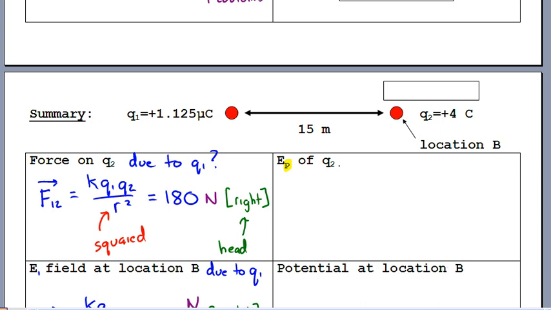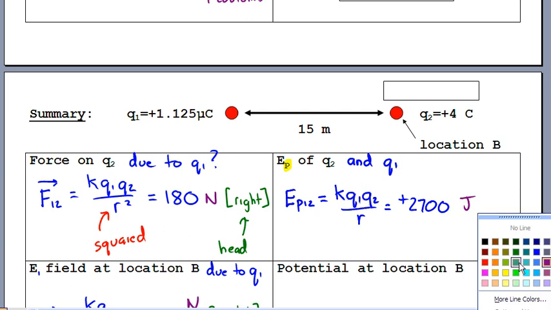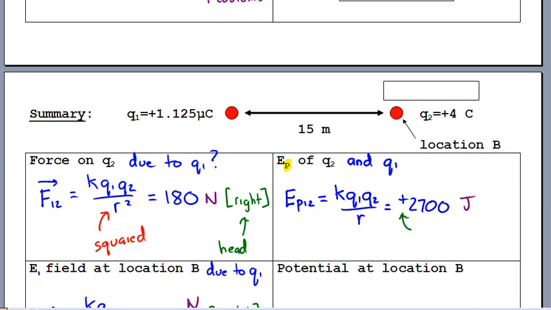So the potential energy of Q2, that doesn't really make sense grammatically unless I say and Q1, because it's a handshake, this whole energy thing. So potential energy between 1 and 2, you would be calculating that by going K, Q1, Q2, all over just a plain old R. The value ends up being, in this story, positive 2,700, and it's an energy, so the units would be joules.